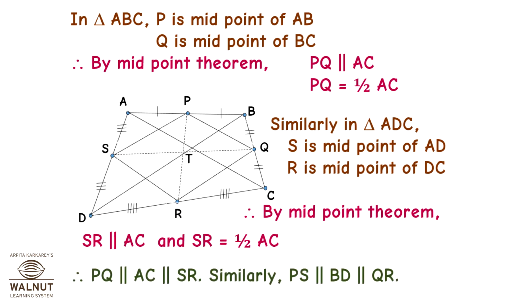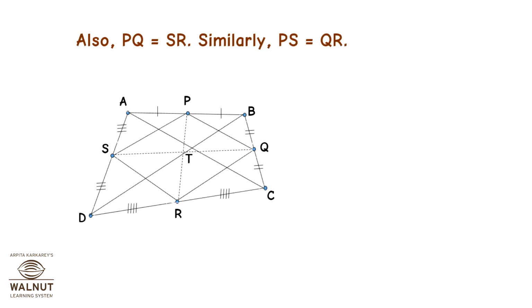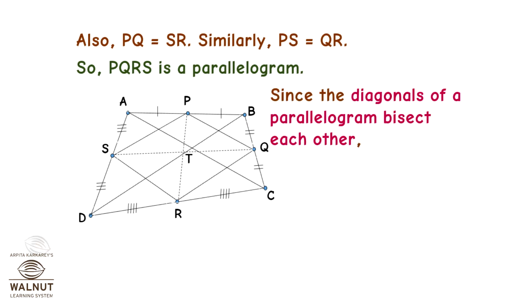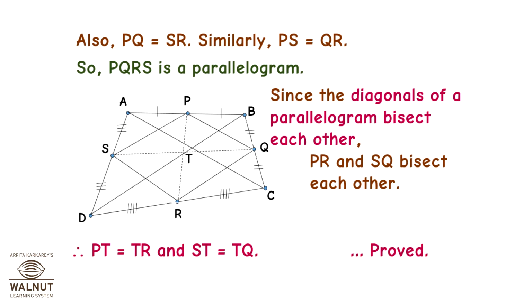Therefore, PQ is parallel to AC is parallel to SR. Similarly, PS is parallel to BD is parallel to QR. Also, PQ is equal to SR. Similarly, PS is equal to QR. So, PQRS is a parallelogram. Since the diagonals of a parallelogram bisect each other, PR and SQ bisect each other. Therefore, PT is equal to TR and ST is equal to TQ. Hence, proved.